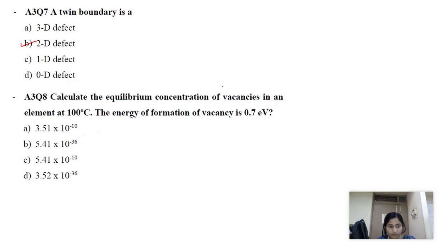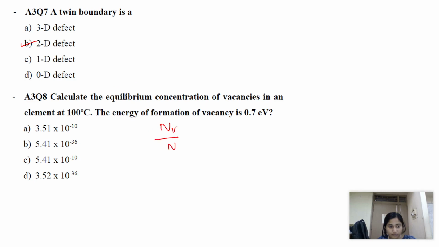It is a small numerical problem. Calculate the equilibrium concentration of vacancies in a filament at 100 degrees Celsius. The energy of formation of a vacancy is 0.7 electron volt. How to do it? Which formula do you have to use for this one? Exponential of Q by KT. Yeah, the Arrhenius formula you have to use, right?